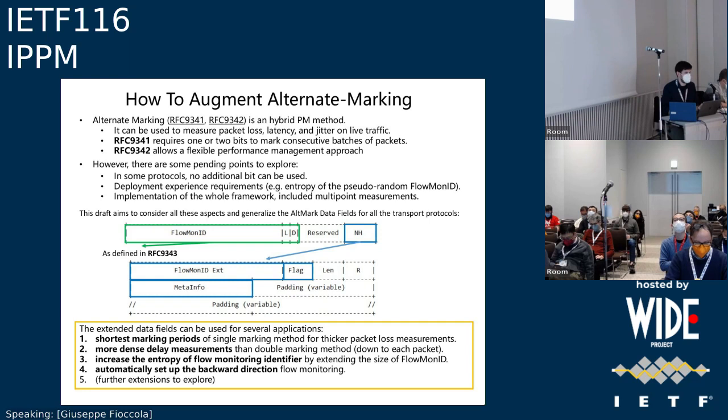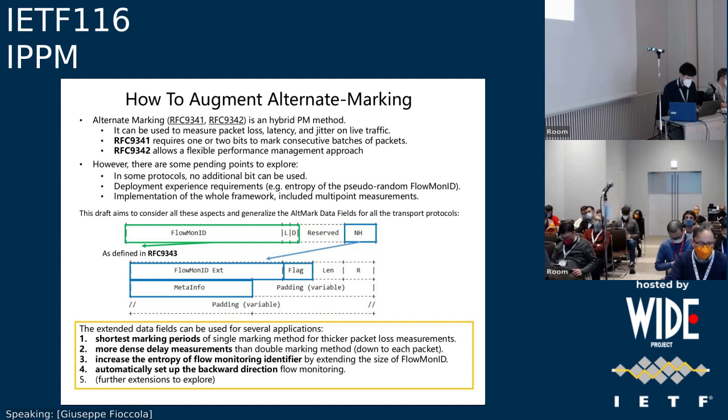So, yeah, you know that the alternate marking methods are already published as RFC, as standard documents, but there are a few pending points to explore, considering that in some protocols there is no additional bit that can be used. Also, in some deployments, the entropy of the flow monitoring ID can also be considered, and in the end, also the multi-point measurement is something to take into account. This draft aims to consider all these aspects and generalize the data fields for all the transport protocols.